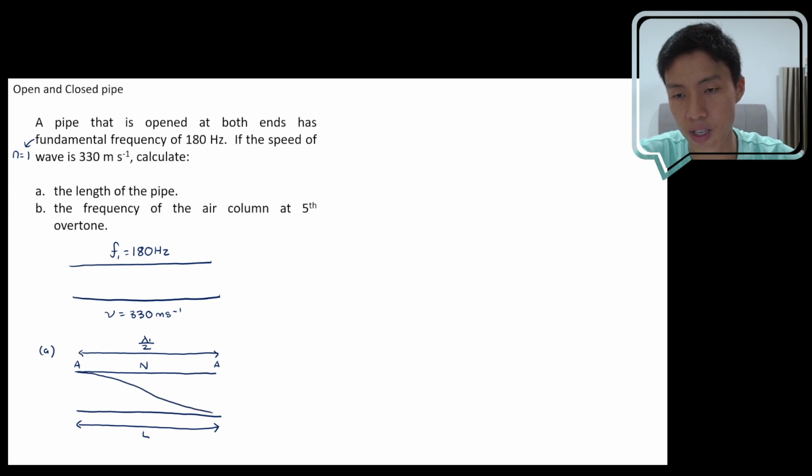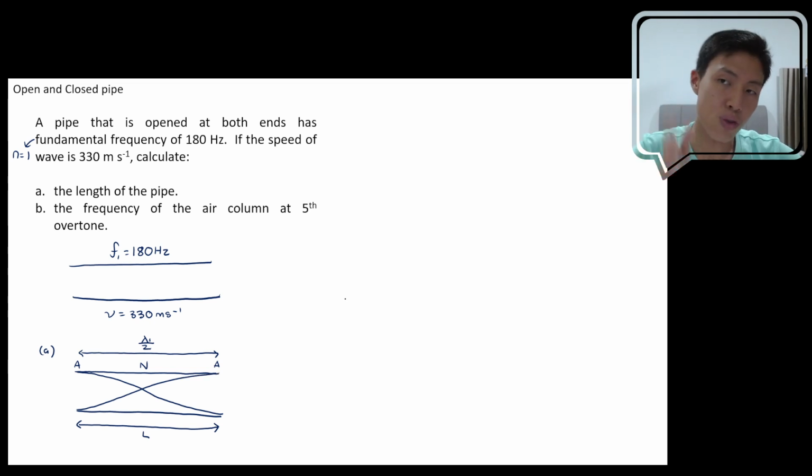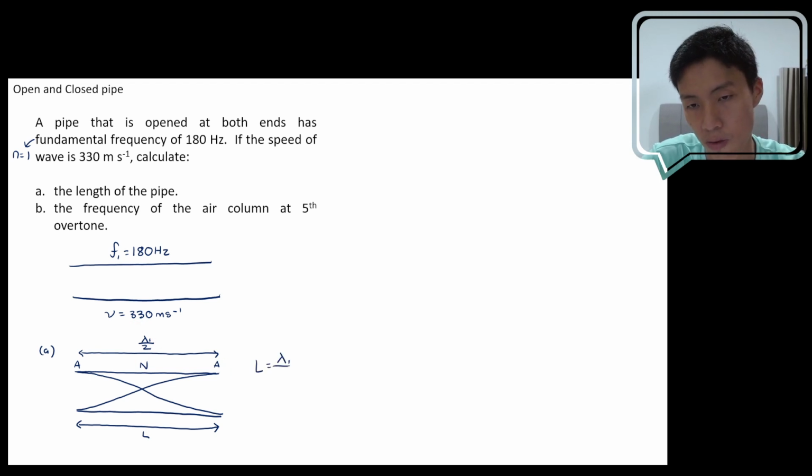Let me finish things up and label the diagram. The distance between node and node is lambda over 2. So the distance between antinode and antinode should be lambda over 2 as well. I'm talking about antinodes that are side by side, or successive antinodes. The distance between them will be lambda over 2. So from here you can find a relationship between the length of the pipe and the wavelength. The length of the pipe is equal to lambda 1 over 2.